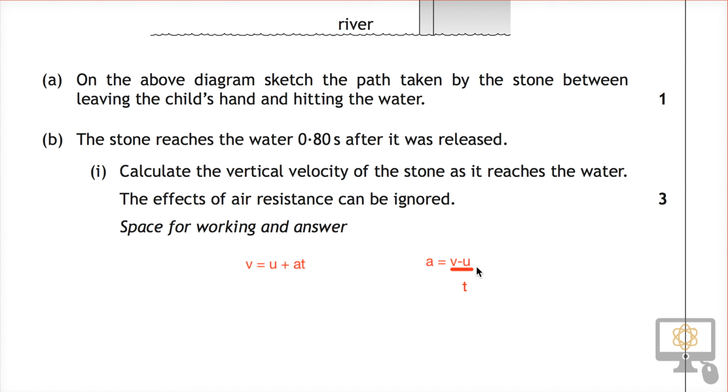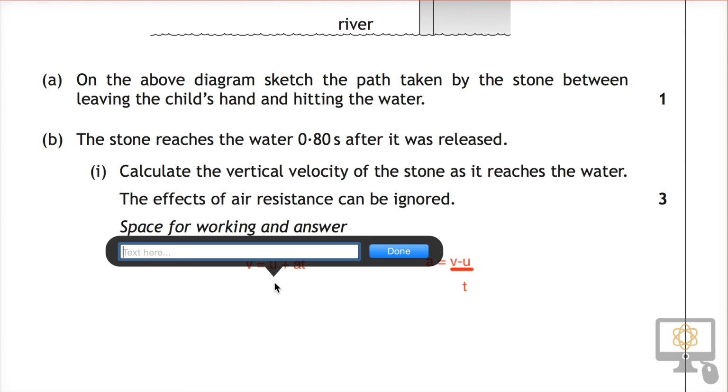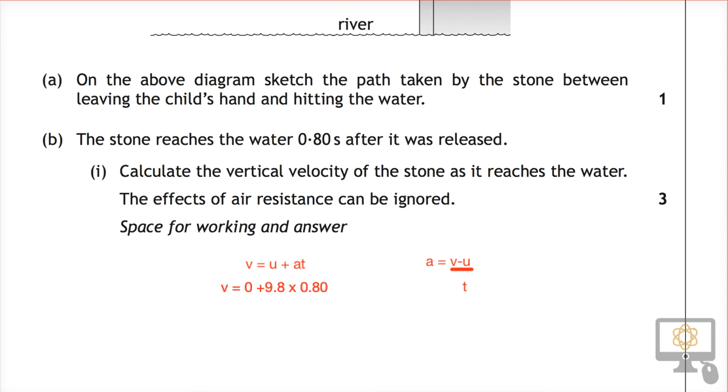Now you can solve the problem by using this formula and plugging the numbers in here, but I'm just going to do it this way here. So let's finish off the question. What we're trying to find is the final vertical velocity. The initial vertical velocity, as we said earlier, is 0 because the ball was thrown horizontally, plus the at, with the acceleration being 9.8 meters per second squared, and the time is 0.80 seconds.